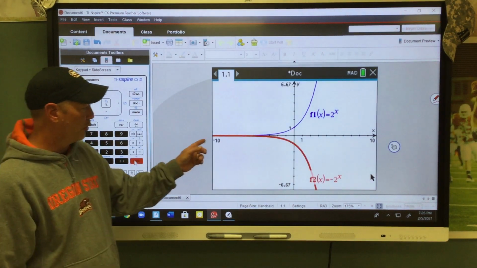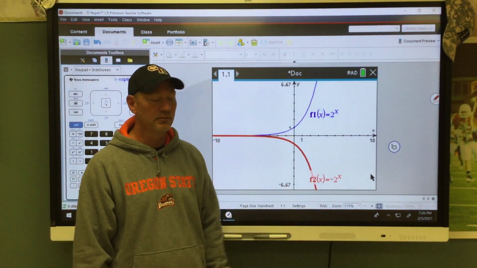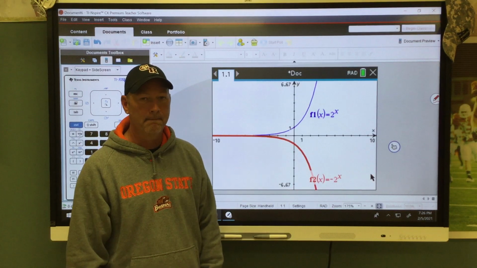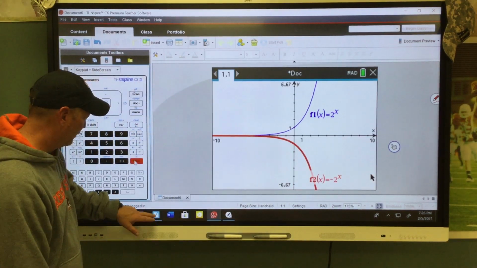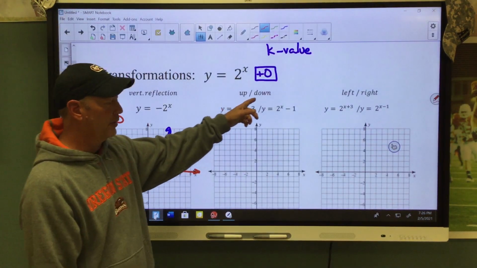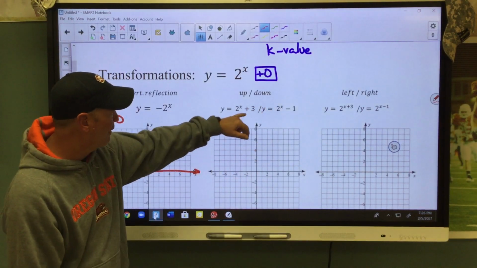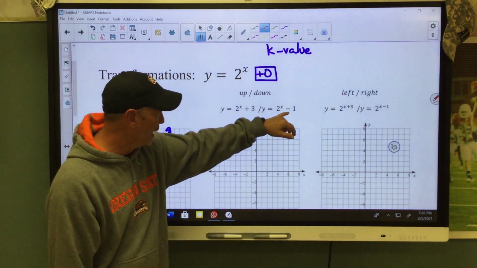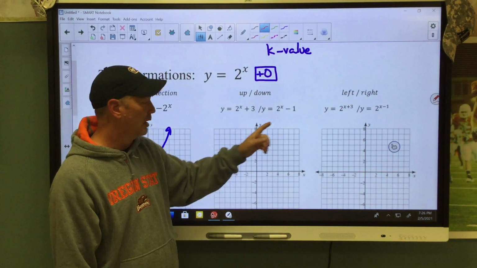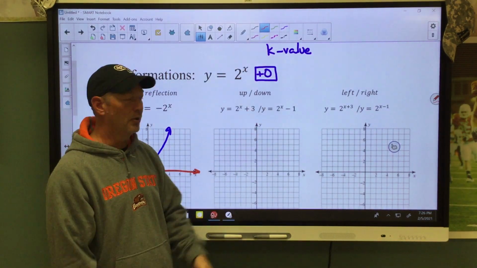And there's your vertical reflection over the x-axis. Got it? Let's go back to our paper. What if we wanted to shift it up and down? My k value could be a 3, or my k value could be a -1. Let's go to the 3. Let's just shift it up and see what it looks like.